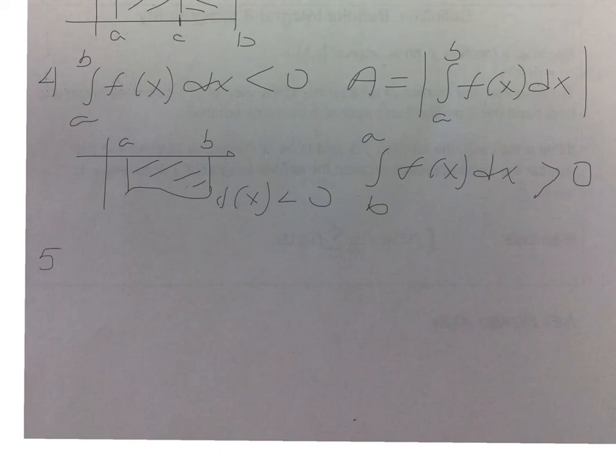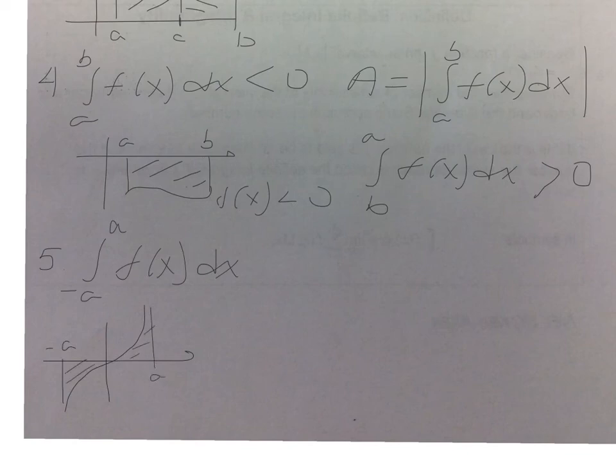Okay, the fifth property is an integral from negative a to a of f of x dx, where the function f of x is an odd function, so let's say something like x cubed. We're looking from negative a to a, so we're looking at this piece plus that piece. Do you agree, since the function is odd, the negative and positive pieces are going to cancel each other, and then the final answer is going to be 0. So f of x is an odd function in this case.